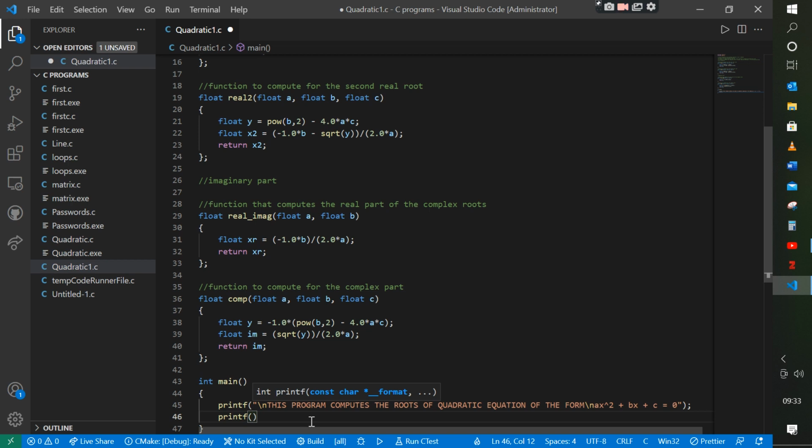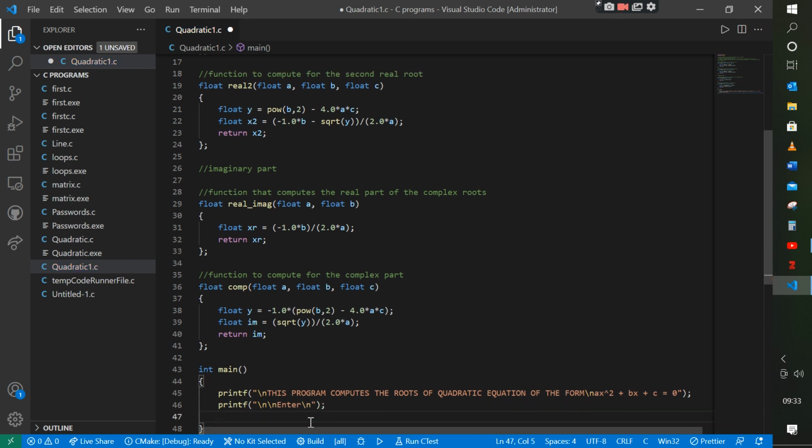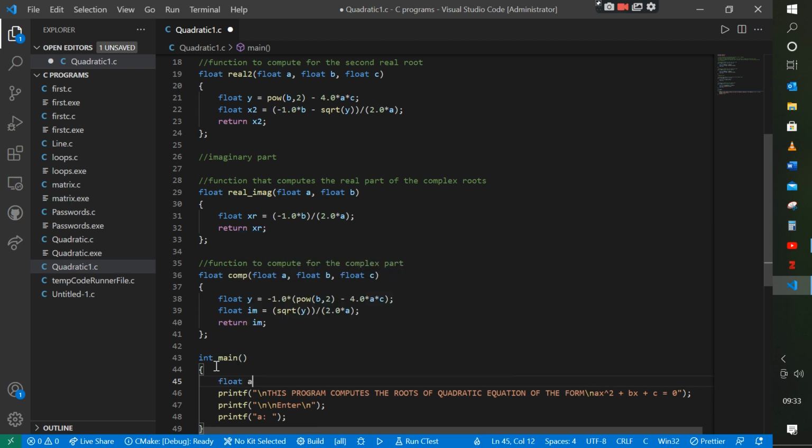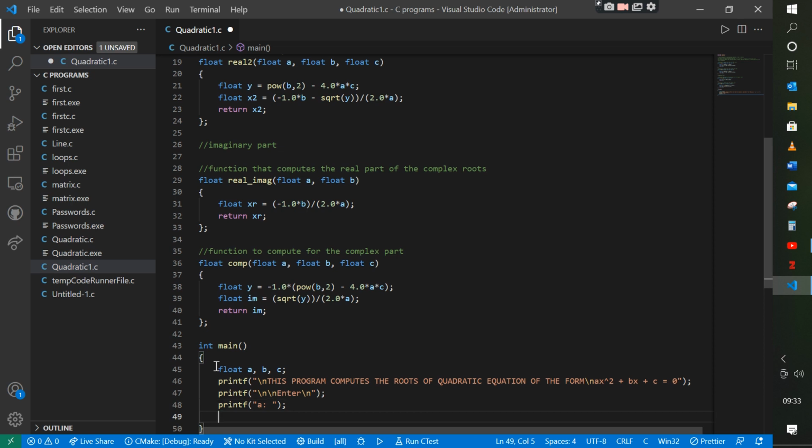So we shall tell the user to enter A, B, C. We shall have to enter A, and then scan it from the keyboard. Before entering them, we have to declare them. So we shall have floating values of A, B, and C. From there, we can enter it from the keyboard, scanf, and then identify the data type of float, and then store in the memory address of A.